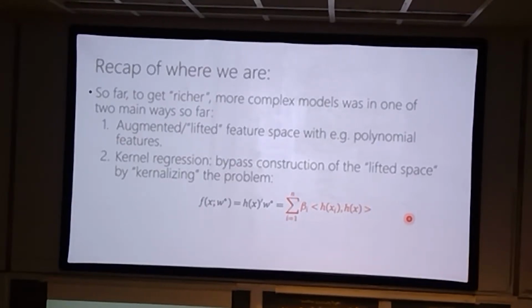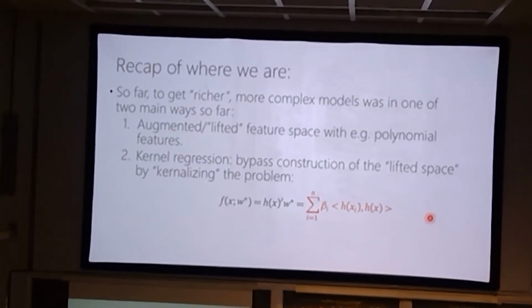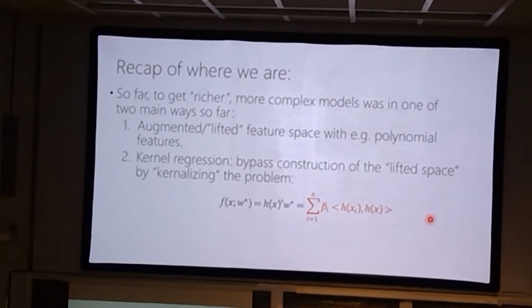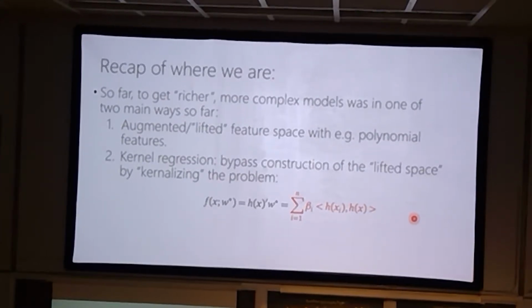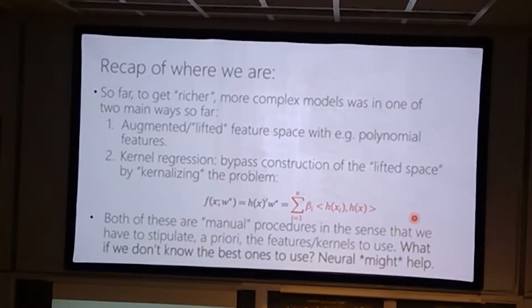But in both of these cases, you had to decide ahead of time that you were going to use, for example, polynomial features or up to what order, or maybe you do cross-validation to pick the order, but you still had to decide that you were going to go with polynomial features, or you had to decide what kind of kernel you were going to use, like a polynomial kernel or a radial basis function kernel. And so these are kind of manual procedures.